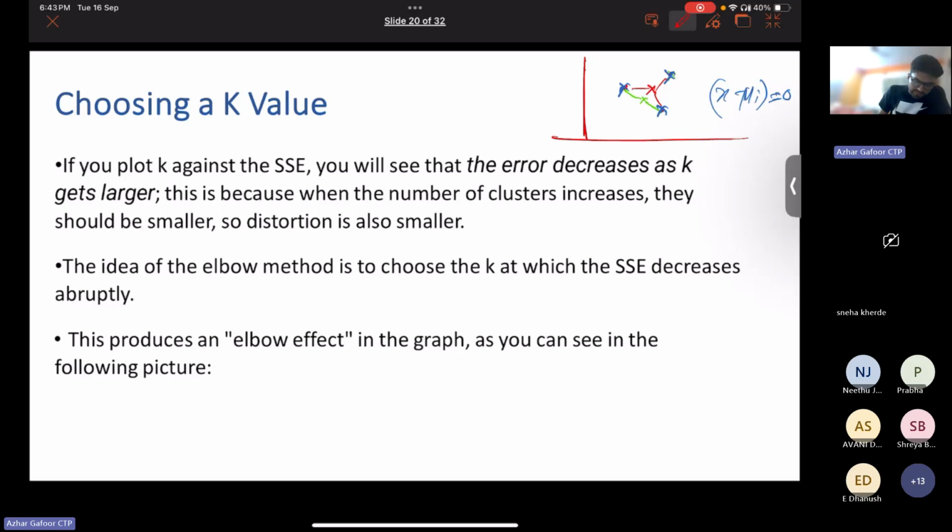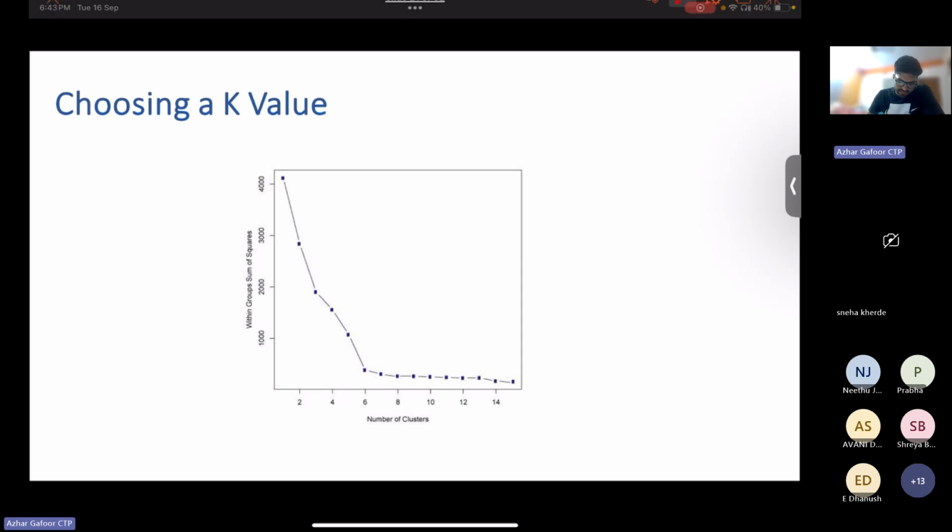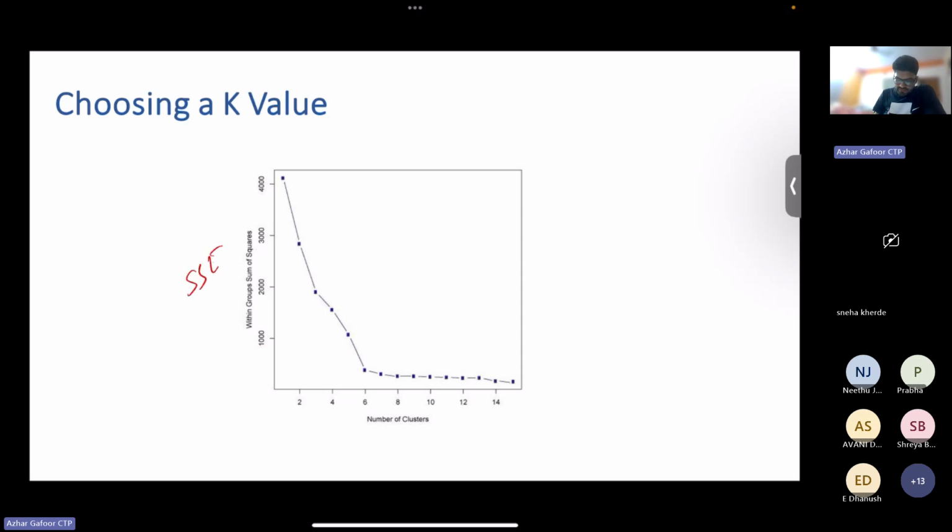So let's see how the plot of k against SSE will look like. Then we will see what this elbow effect is. So this is a graph. This is the SSE here, and we have the number of clusters on the x-axis. So if the number of clusters was 1, then we had high SSE. Then it decreased when it is maybe 2. Then it increased when 4. Then at 6 it decreased.